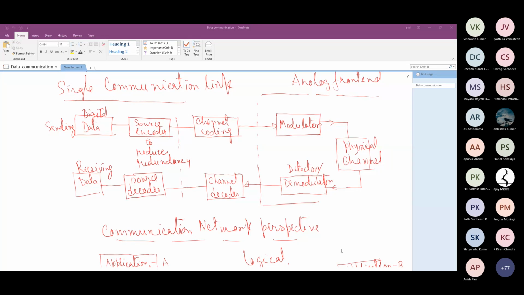Shall start our discussion on the communication aspect that we have represented in this block diagram. We shall start from the first block, that is the source coding.